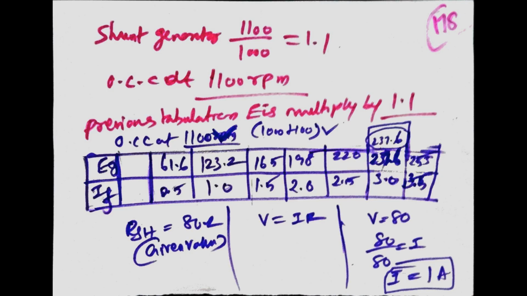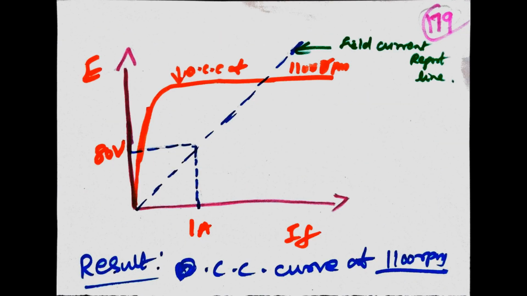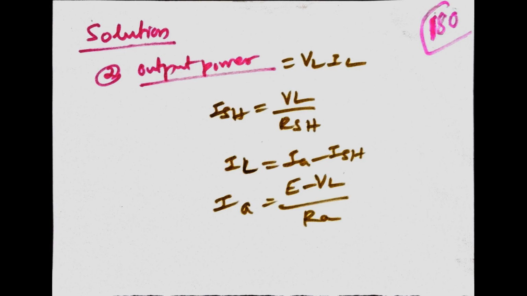RSH is equal to 80 ohms, V is equal to IR, so 80 divided by 80 is equal to I. We obtain I equal to 1 ampere. Plot IF versus terminal voltage E, the point 1 ampere and 80 volts. We obtain the resultant value. The OCC curve is obtained from the 1100 RPM tabulation. That is the OCC curve at 1100 RPM. The field current line gives the output power VL times IL. ISH is equal to VL divided by RSH. IL is equal to IA minus ISH. IA is equal to E minus VL divided by RA.